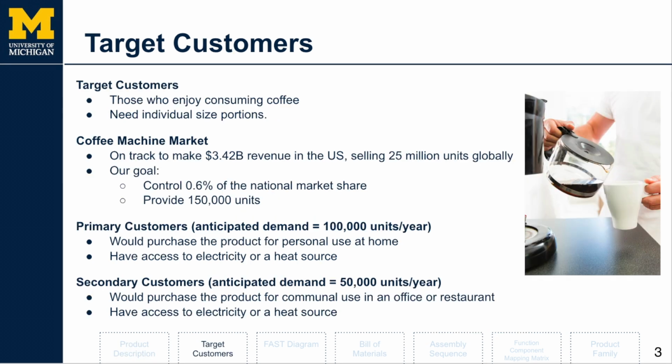The target customers for our project will be those who enjoy consuming coffee and need individual-sized portions. We plan on providing 150,000 units. The primary customers for these units will be those who plan on using this coffee maker for personal use at home, and the secondary consumers will be those who plan on using it in community use, like a restaurant or an office.